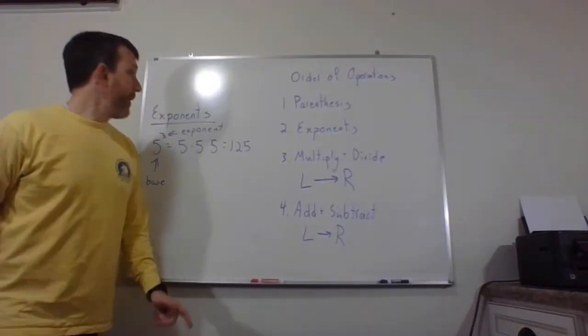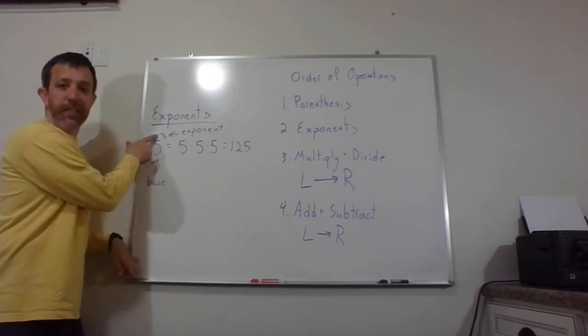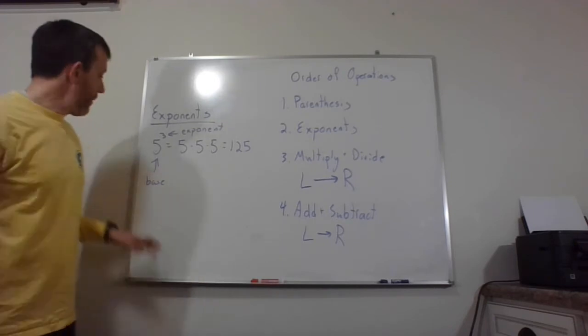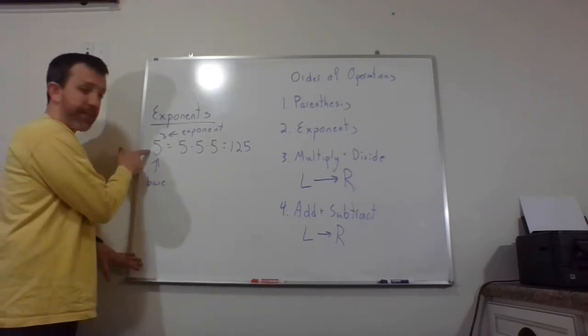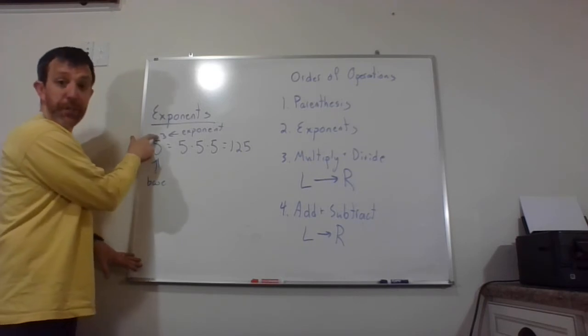All right, so we're back. Exponents. So an exponent is a little tiny number put kind of up on the upper right-hand side of another number. The number at the bottom is called the base. In this case, that's a 5. The exponent here is a 3. You may or may not be able to read that through my camera.